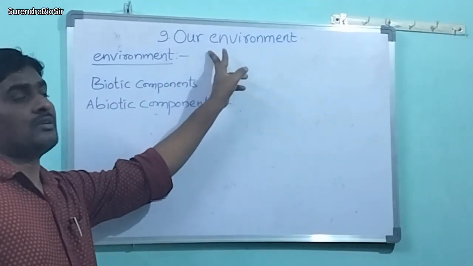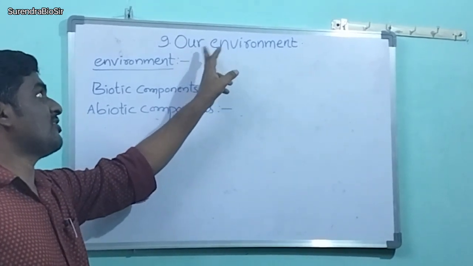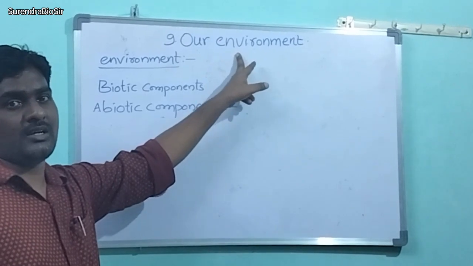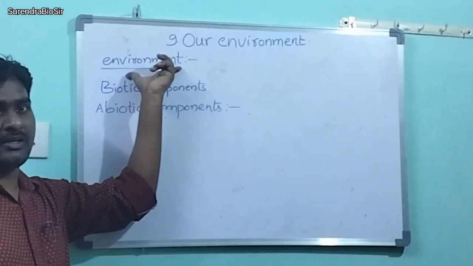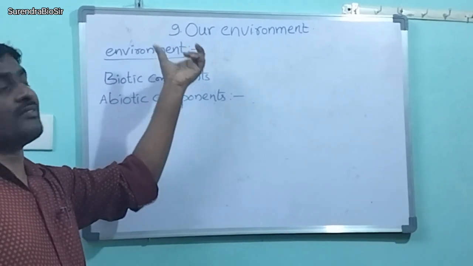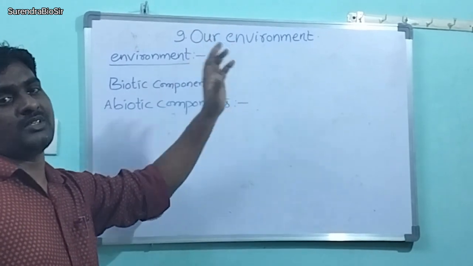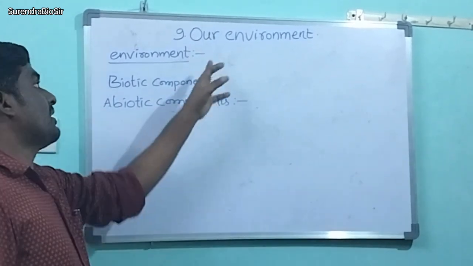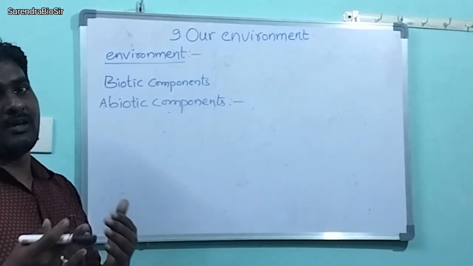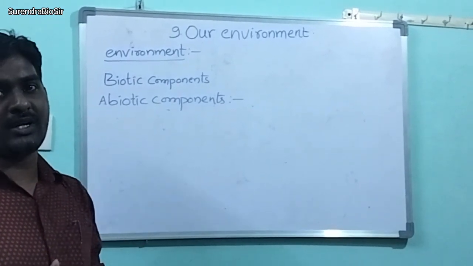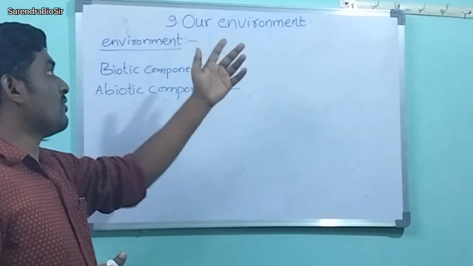Okay, today's topic is our environment, our concern. What is the ninth chapter in the 10th class biology textbook? Our Environment, Our Concern. So if you see, what is meant by environment? Environment is the sum of physical and chemical interaction between the biotic components and abiotic components in an area.